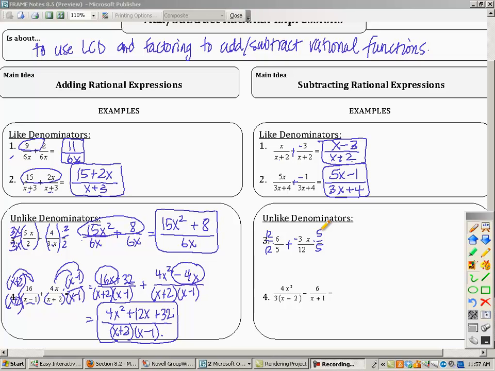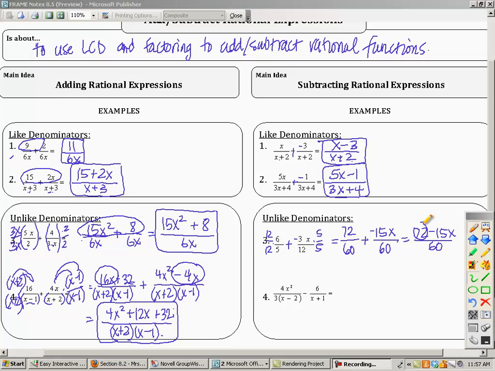Okay, so 12 times 6 is 72 over 12 times 5 is 60, plus negative 3x times 5 is negative 15x over 60. So I'm going to combine these a second. 72 minus 15x all divided by 60.